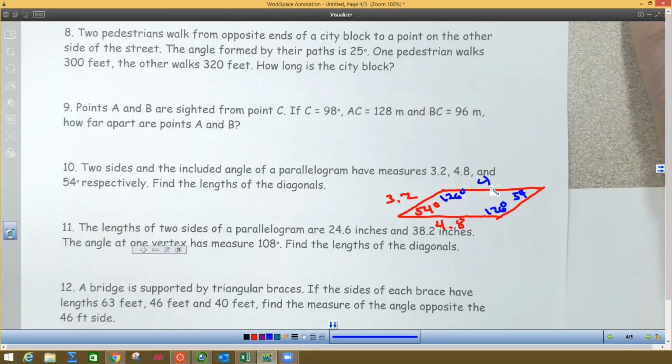And then, what else do we know about parallelograms? Opposite sides are equal. So see, there's some things that you have to know about parallelograms. So we know all this stuff. Now what you're going to do is, we're supposed to find both diagonals. So I'm just going to label these parts A, B, C, D.